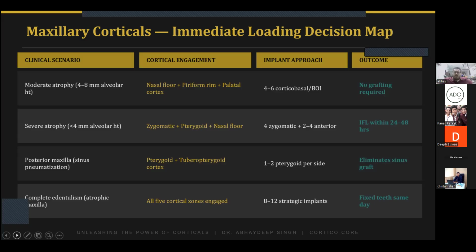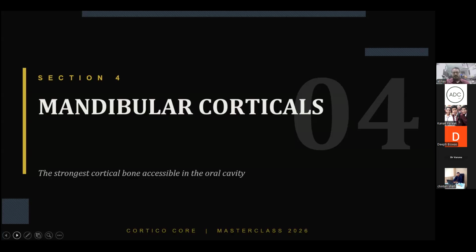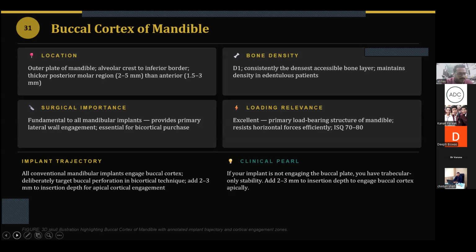Now, 1 to 2 implants in the sinus area, 1 implant on each side in the pterygoid area. That comes to around 10 to 12 implants in an edentulous maxilla. Now, we have talked about maxilla. Let's talk about mandible. We are short on time, I understand, but please, just a few slides are left. Try to imagine the things.